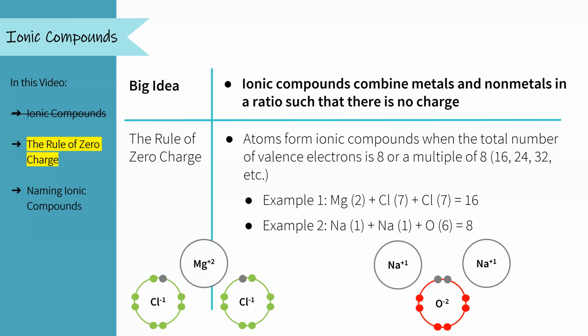So you can think about this in whatever way works best for you. If thinking about the charges and the ratio works best, that's great. If thinking about the total number of electrons works well, that's great too.